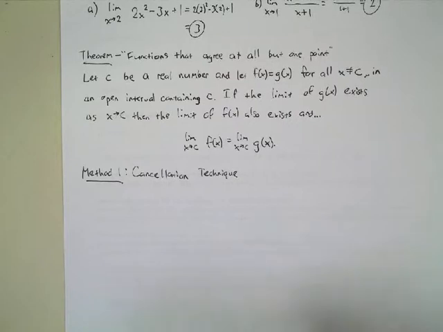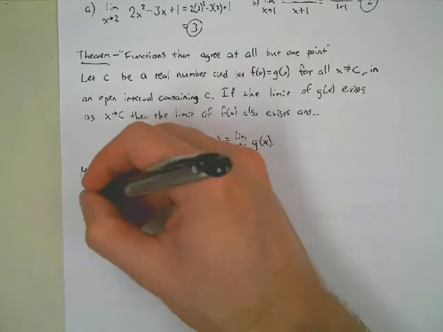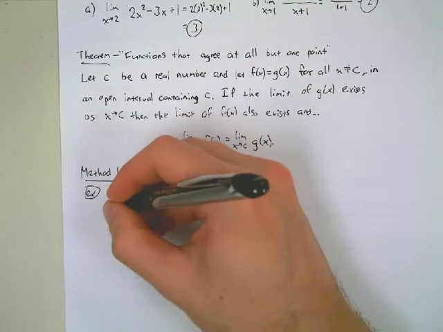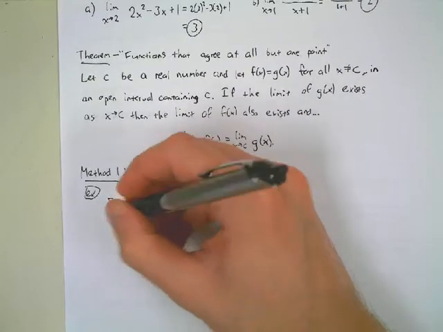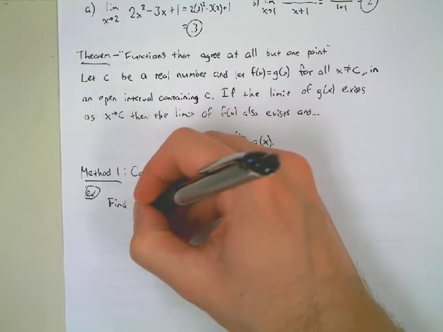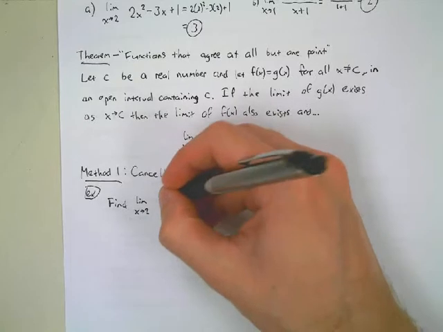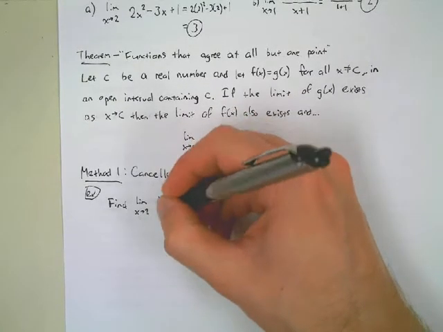All right, so for an example, let's say we want to find the limit as x approaches 2 of x squared plus x minus 6 over x minus 2.